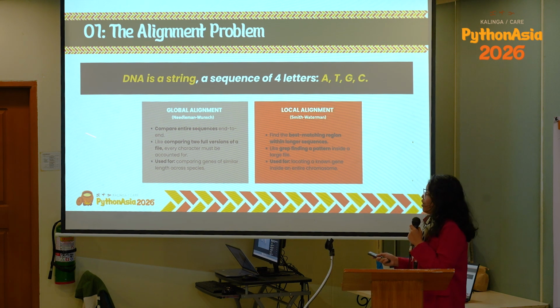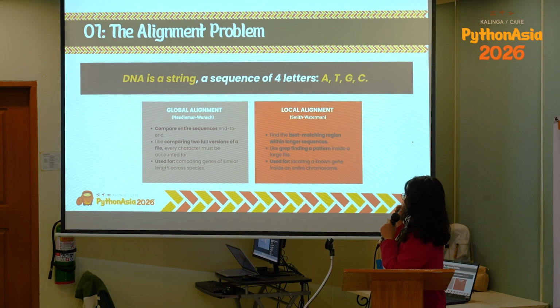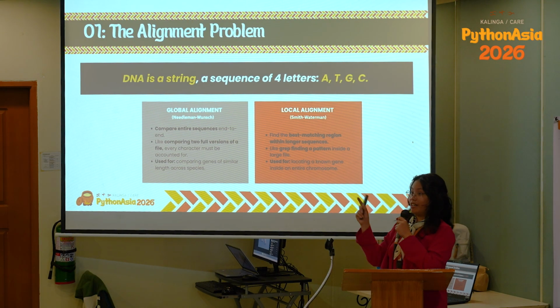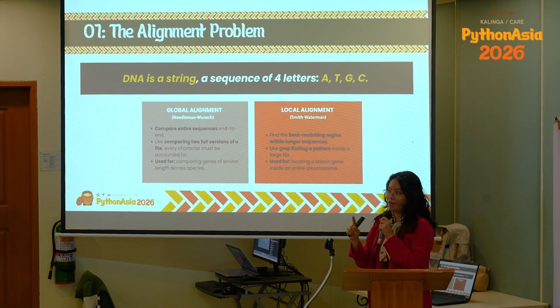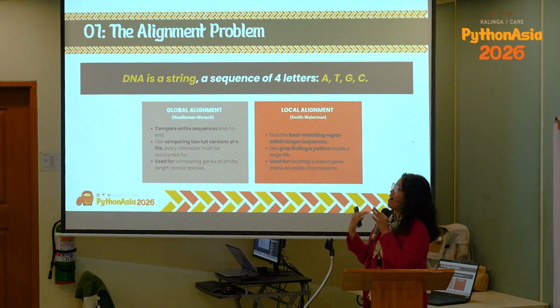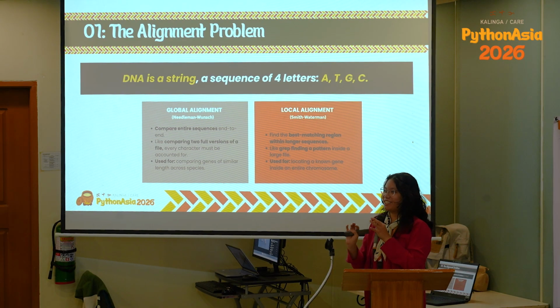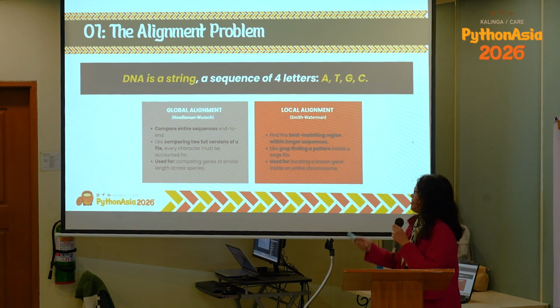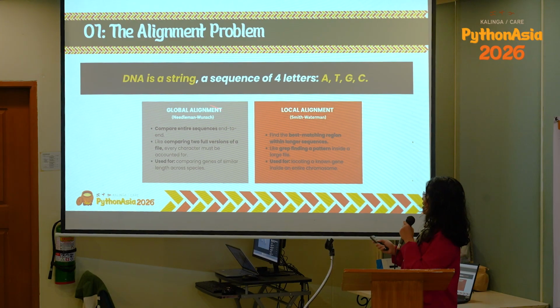And I know everyone here knows already that DNA is a string. It is a sequence of 4 letters, A, T, G, C, and that's what we're going to be focusing on. But I want you to take note as well that sequence doesn't mean it's always DNA, okay? There are protein sequences as well that we can align. However, those are 20-character sequences. So for the interest of time, we will be focusing on DNA sequencing and just use 4 letters, okay?